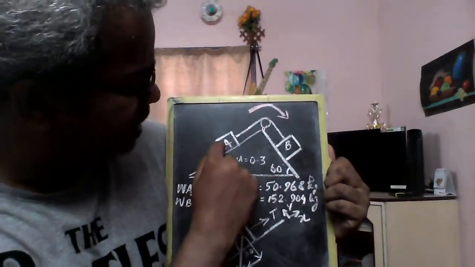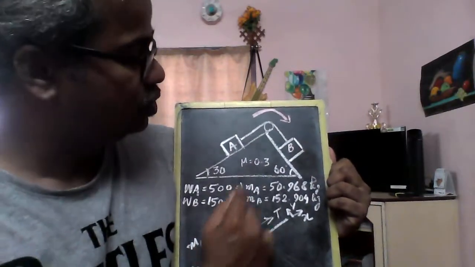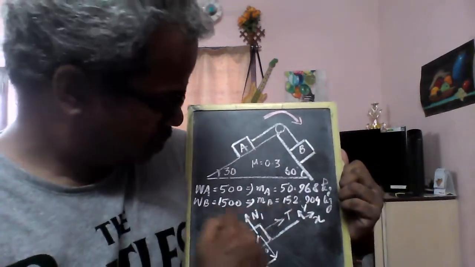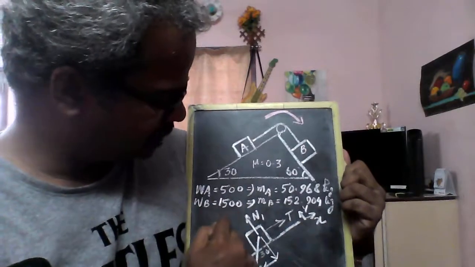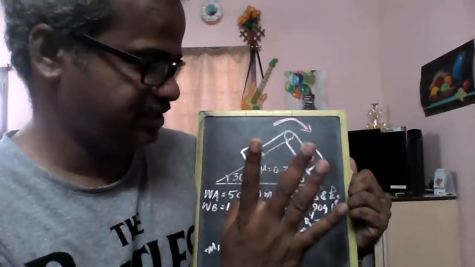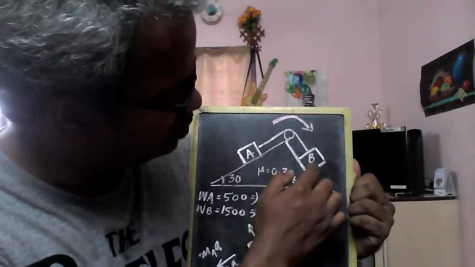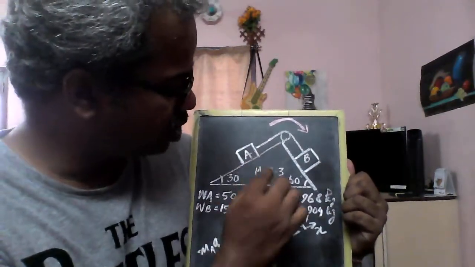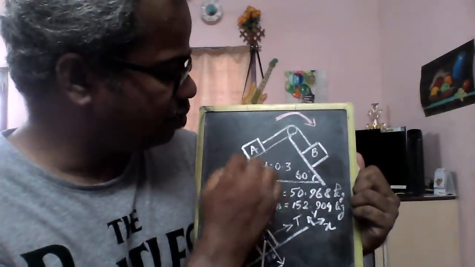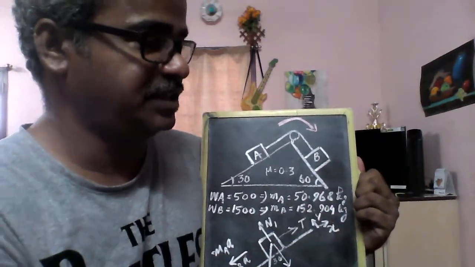Now, body A has a weight of 500 Newton, and body B has a weight of 1500 Newton. So the mass of body A will be 50.968 kg, and the mass of body B will be 1500 by 9.81, which is 152.904 kg. The coefficient of friction between the blocks and the floor is 0.3. It is given. So now, what is asked? The block starts from rest, and after 5 seconds, what is its velocity?